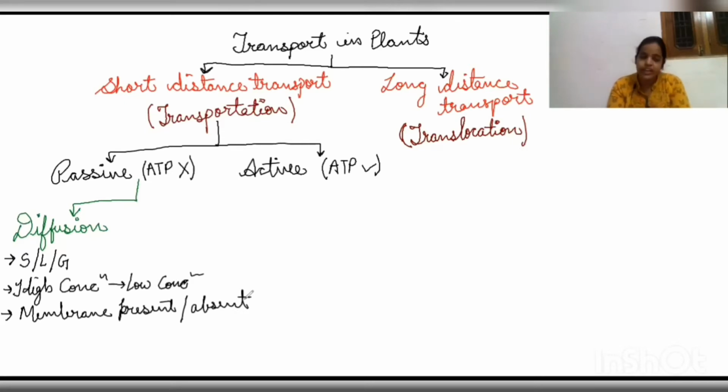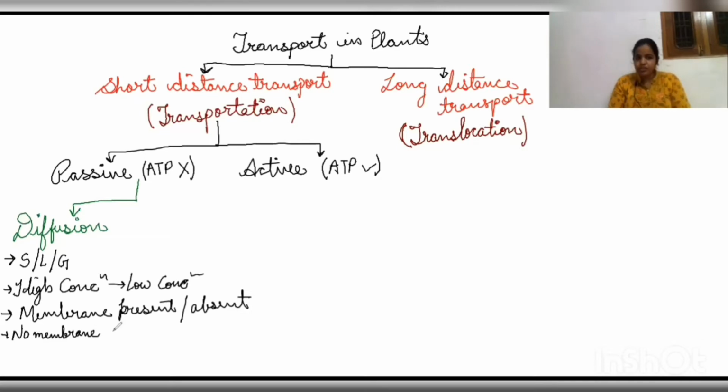In your NCERT 11th section, Plant Physiology, there is a differentiation table between the three forms of short distance transport, and they are important points. A number of times, in a number of exams, questions are asked from those points. So let's mark the next point: no membrane proteins. Even if the membrane is present, no membrane proteins will be there.